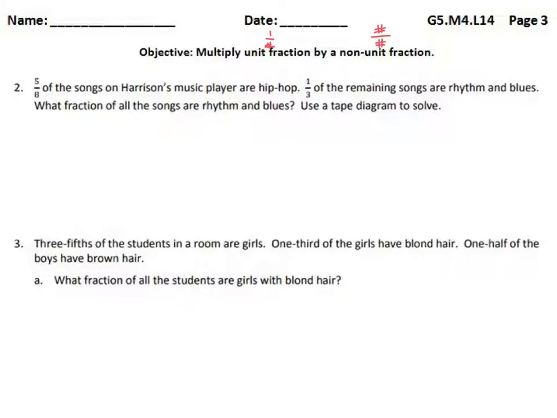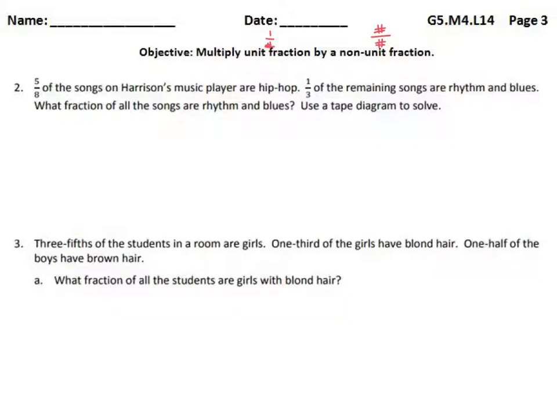All right, let's read number 2. 5/8 of the songs on Harrison's music player are hip-hop. 1/3 of the remaining songs are rhythm and blues. What fraction of all the songs are rhythm and blues? Use a tape diagram to solve.